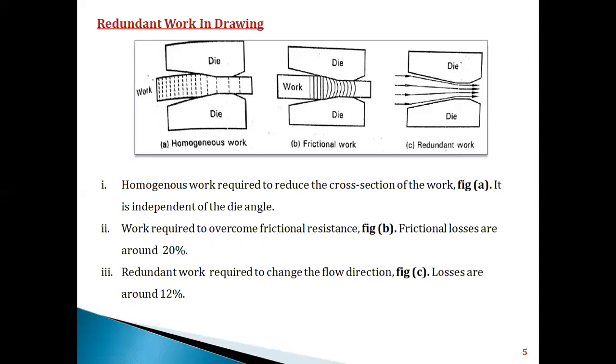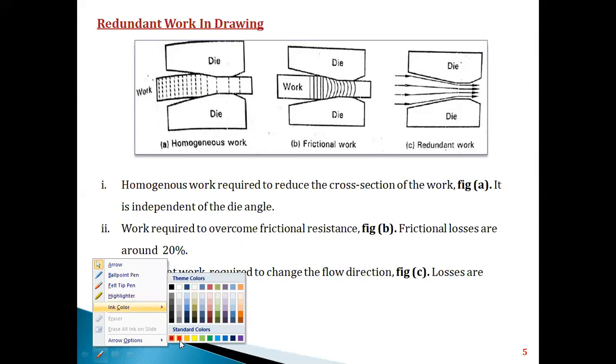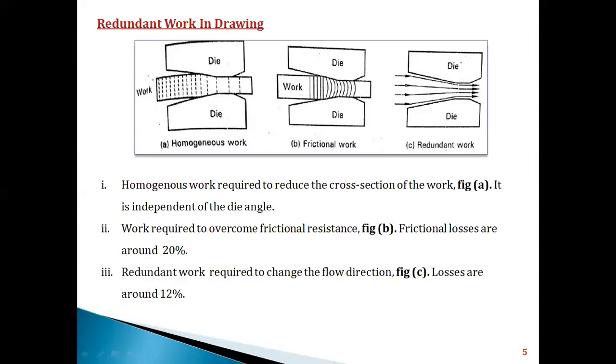In very simple words, when a work is being developed, a drawing operation is categorized into three components. The first component is homogeneous work, which you can see in this particular sketch. What is homogeneous work? Homogeneous work reduces the cross section of the workpiece uniformly. You can see here the material flow lines have not been destroyed, but still it has been carried uniformly. We call it homogeneous work.